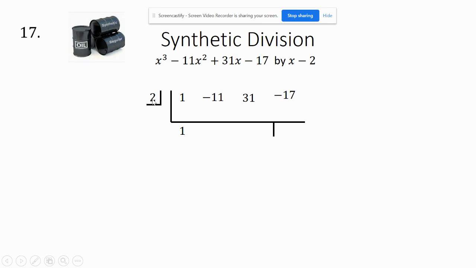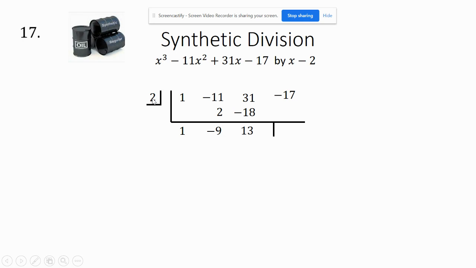Now I'm going to do this. I'm going to take 2 times 1, which is 2, and I write it here. Because I switched the signs already, I can add these numbers. So negative 11 and 2 add to make negative 9. I'm now going to take 2 times negative 9, which is negative 18, which I'm going to write here under the 31. I now add 31 and negative 18, which is 13.